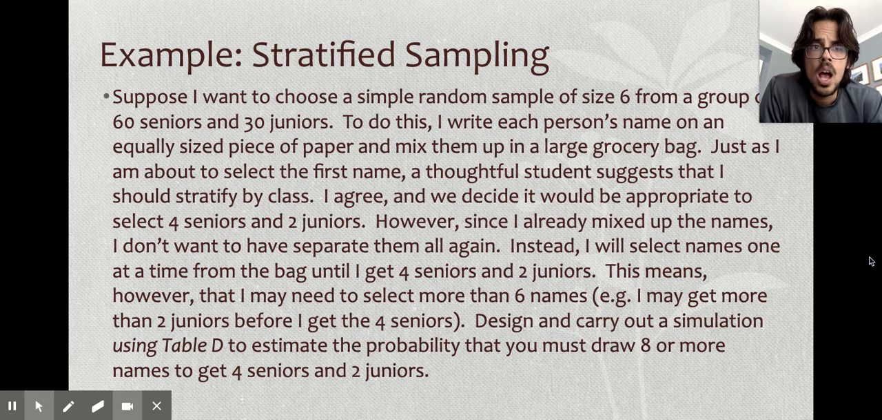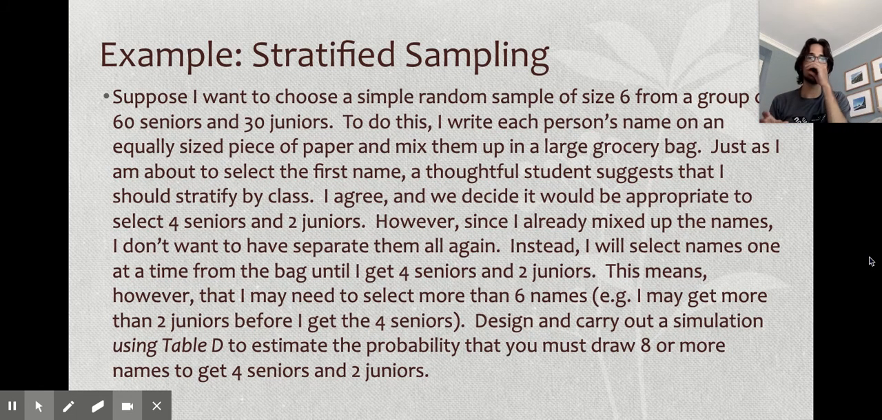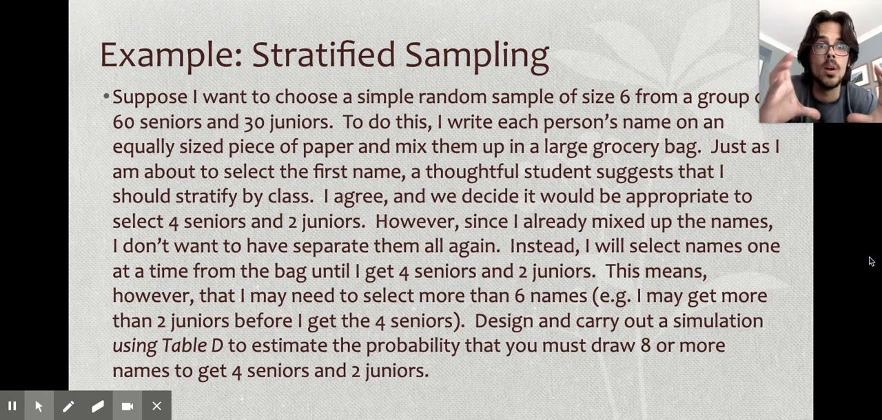So I want a sample of size 6, and I have 60 seniors and 30 juniors. So I put everybody's name on a paper, I put it in a bag, and I pull them out. But somebody pointed out, well, you should do a stratified sample instead and make it representative to the population weights, because I have double the seniors that I do juniors. But I just shuffled all the papers up, so I don't really want to have to separate them and then put 60 and 30. If I did have 60 and 30 separate, it would be kind of easy. I'd pick 4 from here, 2 from here.